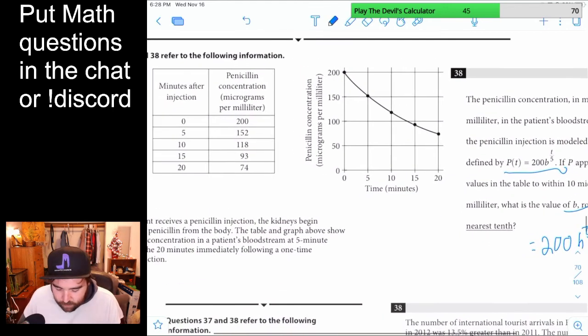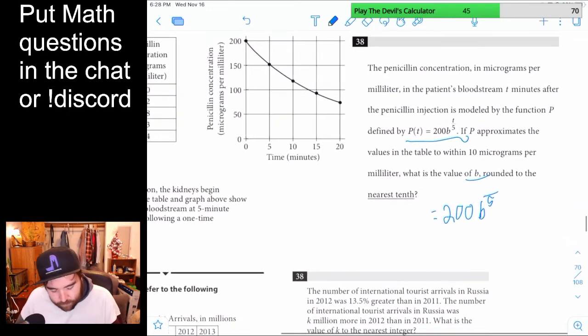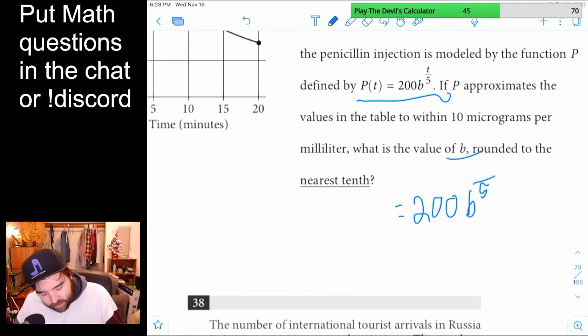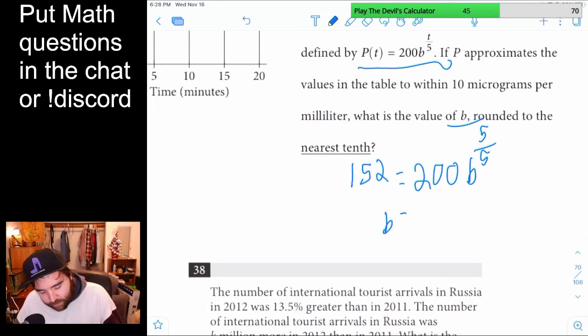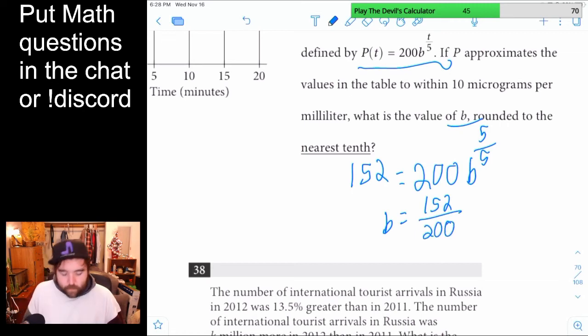But then you just go to the next one, 5 and 152. So it tells us that when t equals 5, we should get 152. And that's super nice, because that's b to the 1, because it's b to the 5 over 5. So that means to get b, we just have to divide 152 over 200.